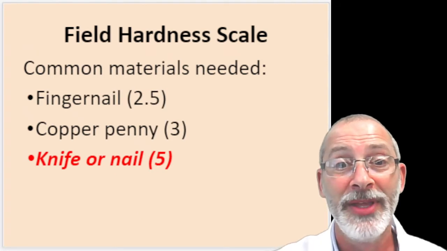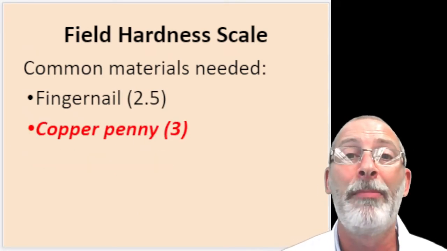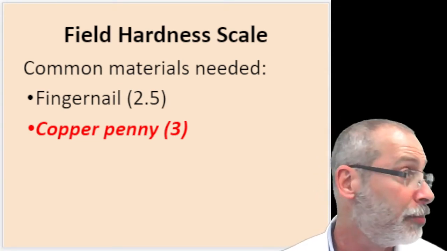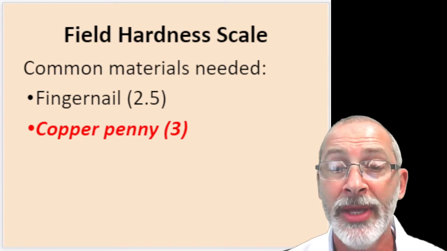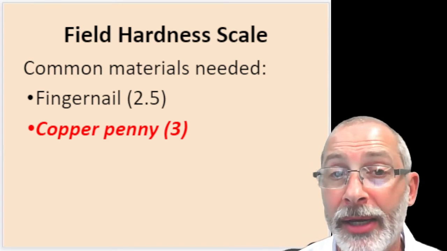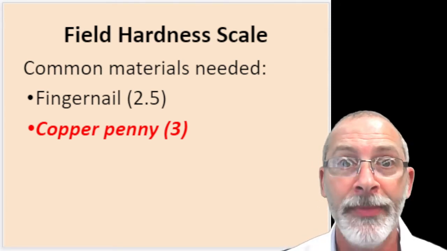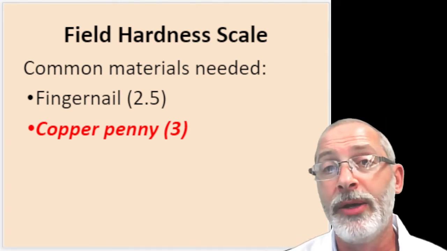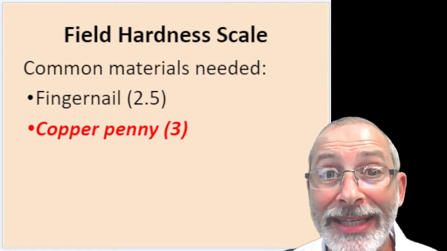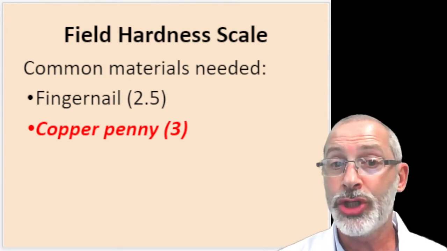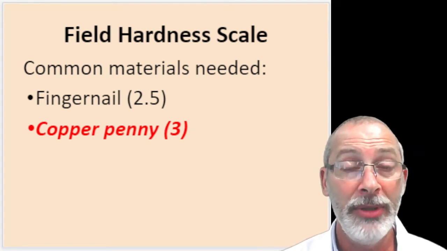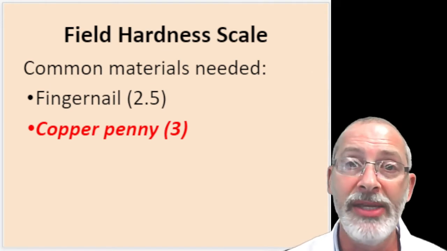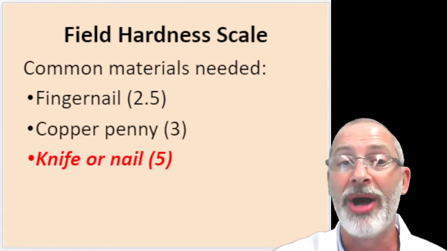The next one is a copper penny. I'm talking about a real copper penny, one from before 1982. Copper pennies are made of, as you could probably guess, copper, and copper is on Mohs hardness scale with a value of about 3. So if you can scratch a copper penny with a mineral, then its hardness is greater than 3. And a penny is something that can easily fit into your pocket.